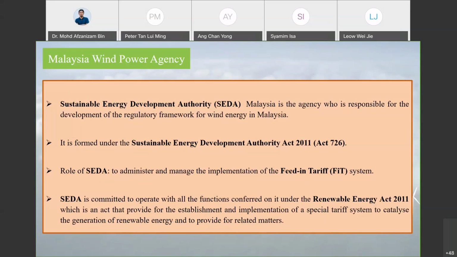SEDA is committed to operate with all of the functions conferred under the Renewable Energy Act 2011, which is an act that provides for the establishment and implementation of a special tariff system to catalyze the generation of renewable energy and to provide for related matters.